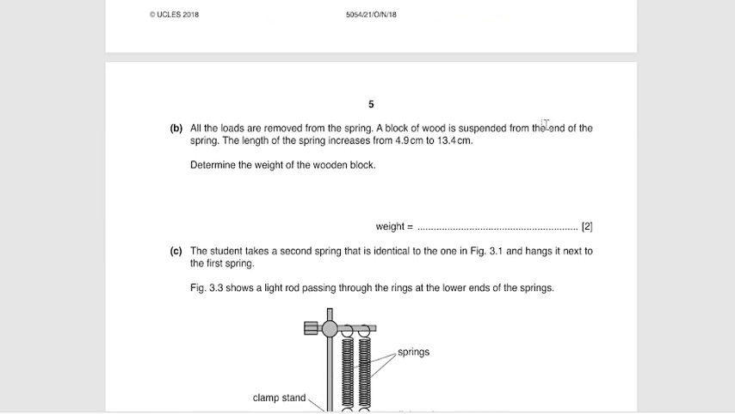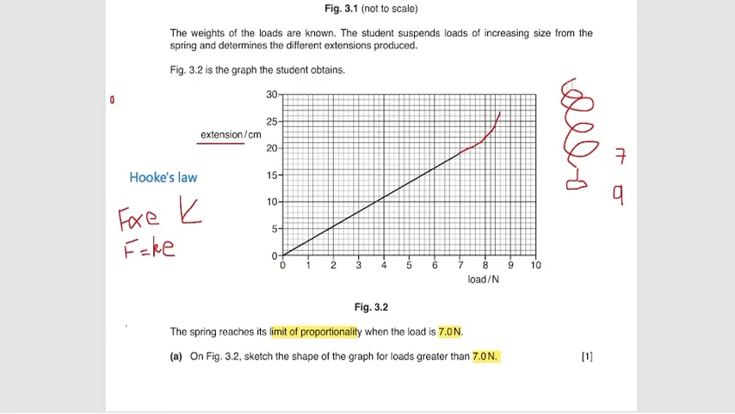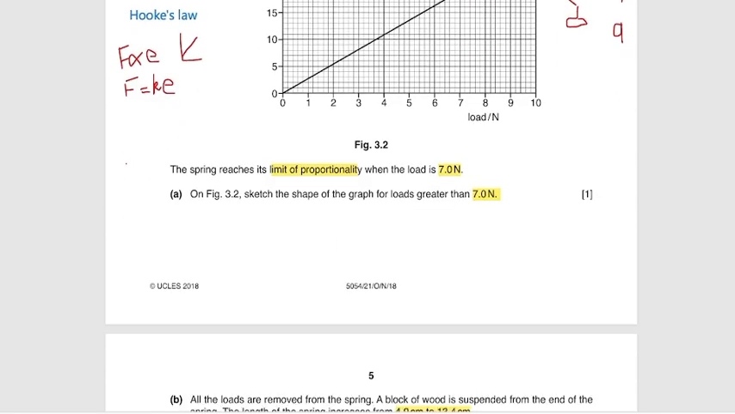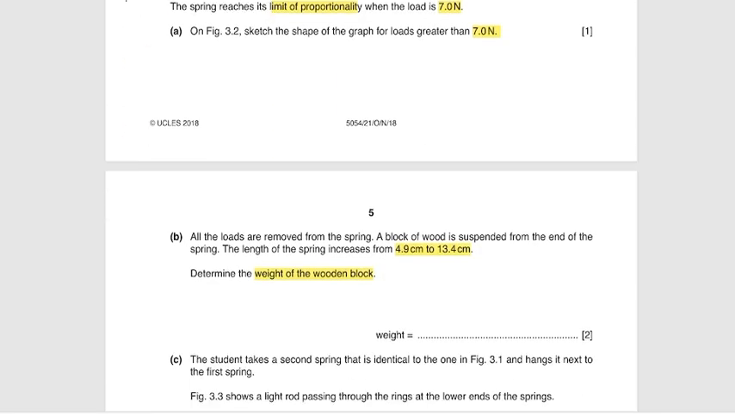Moving on, all the loads are removed from the spring. A block of wood is suspended from the end of the spring. The length of the spring increases from 4.9 to 13.4. Determine the weight of the wooden block. Simply go back and refer to the graph. They have given me extension, I need to find extension. Now what essentially is extension? Extension is how much it extended, what was the increase in its length.